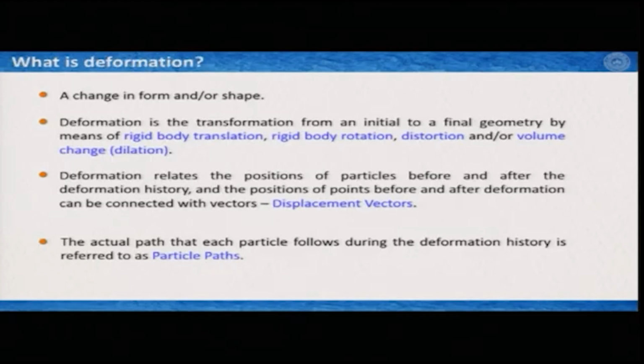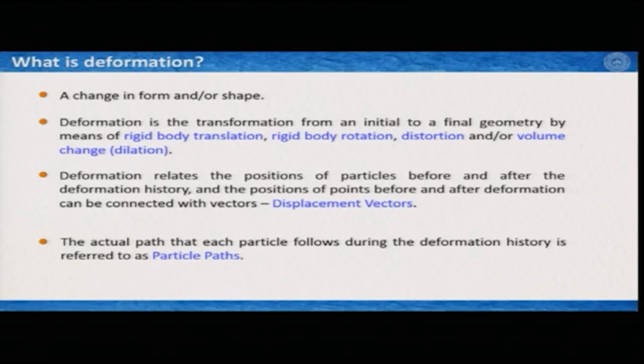So, what is strain or what is deformation? In a very simple way, it is defined as a change in form or shape. That means I have a form, I have a shape. Due to some applications of external force, this form or shape can change, and that change, if someone describes quantitatively, is strain or deformation. Now, deformation is the transformation from an initial to a final geometry.